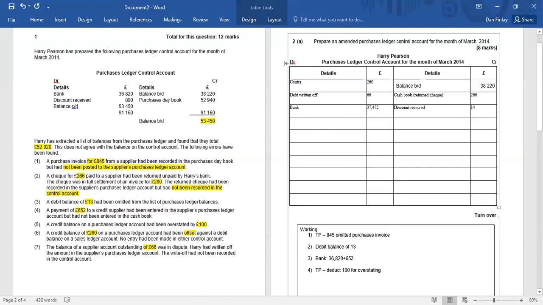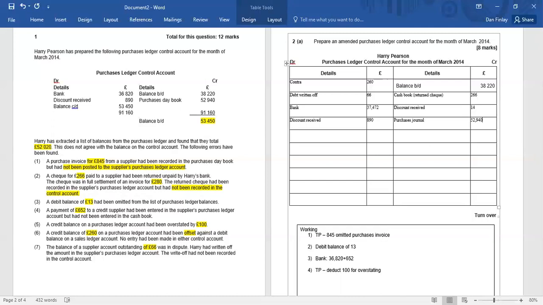Discount received hasn't changed. It's £8.90. Now, just a quick note, if you prefer, this £14 here for discount received, if you want to take that away from the £8.90, you can do, as long as you write the working out down there. So instead of having discount received on the right and the left, just have it on the left as 876, whatever it would be. I prefer to have them both there because that's kind of fixing an error, if that makes sense. And purchase daybook, which we call purchase journal, which didn't change, so 52,940.